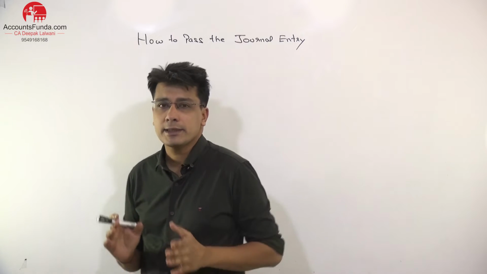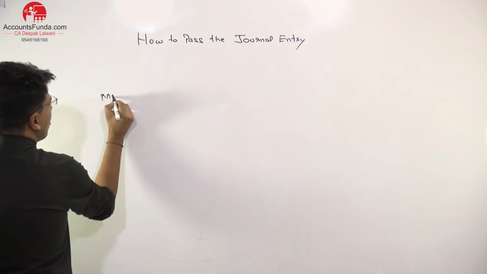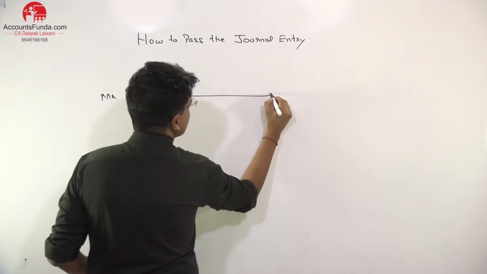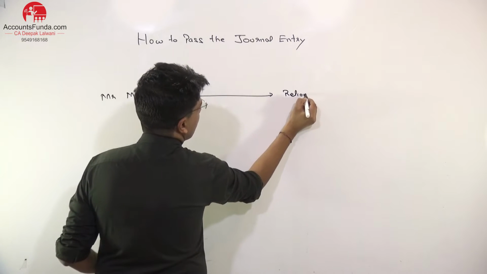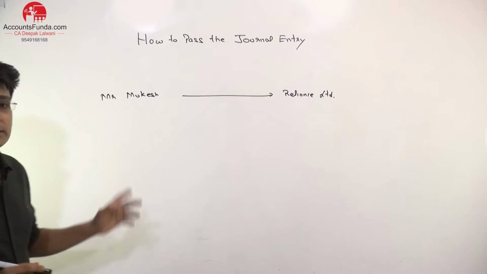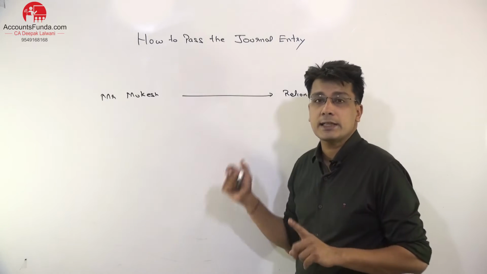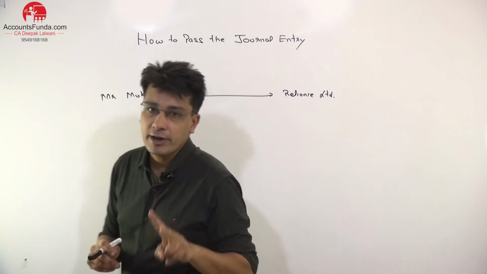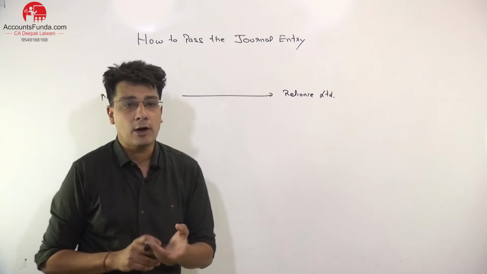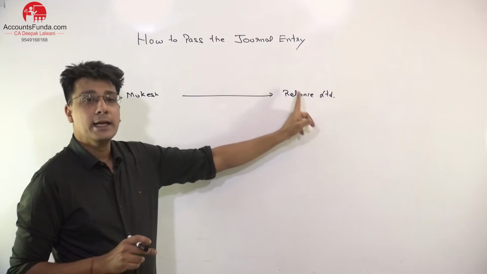In order to start this topic, I need to give you one small example. Suppose there is one person whose name is Mr. Mukesh, and he starts a company and names the company Reliance Limited. Now, as per the business entity concept, as you all know, owner and business are two different entities. So whenever you are making an account, you need to understand first for which entity you are making it. Either you can make an account of Mr. Mukesh or you can make an account for the company Reliance Limited.